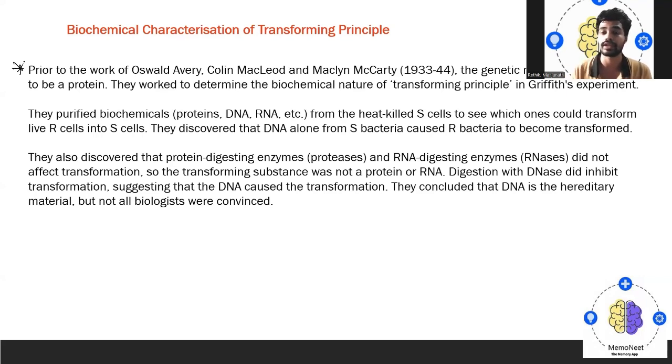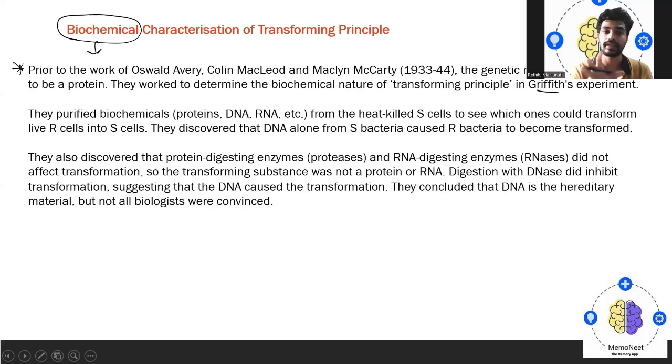One thing we know is that the genetic material was thought to be a protein till that day. So they wanted to determine the biochemical nature. Whenever we are determining any protein, we need to understand its biochemical nature, that is, what is the composition of it. Then only will we understand the transforming principle. Now Griffith proposed a transforming principle, so they started to work to determine the biochemical nature of the principle which was given by Griffith.